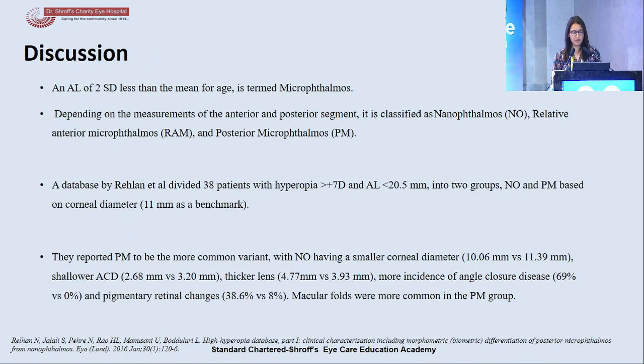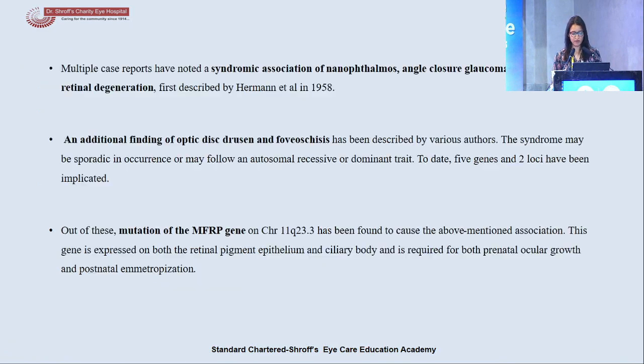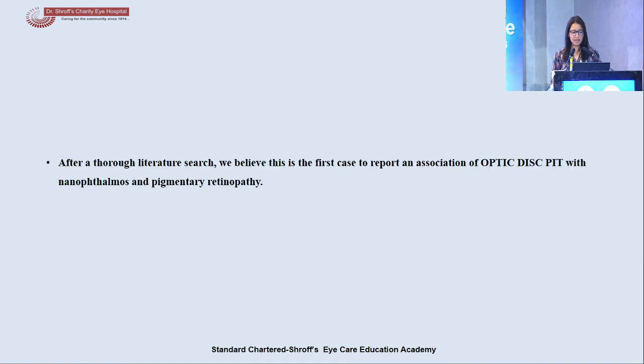Coming to the discussion, microphthalmos is when there's an axial length 2 standard deviations less than the mean for age, and depending on the measurements of the anterior segment or posterior segment, it can be classified as nanophthalmos, relative anterior microphthalmos, or posterior microphthalmos. Multiple case reports have noted a syndromic association of nanophthalmos with angle closure glaucoma with pigmentary retinal degeneration, along with additional findings of optic disc drusen and foveoschisis, and it has been noted to occur with mutations of the MFRP gene. However, in this case, we noted an optic disc pit, which we believe is the first case to report such an association, as we could not find it in literature.